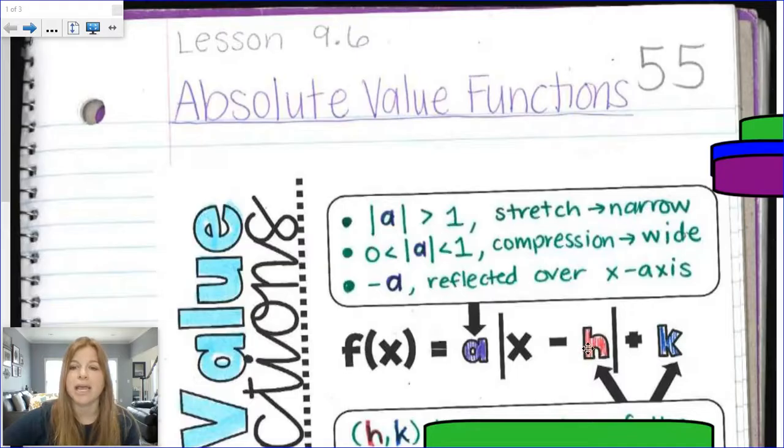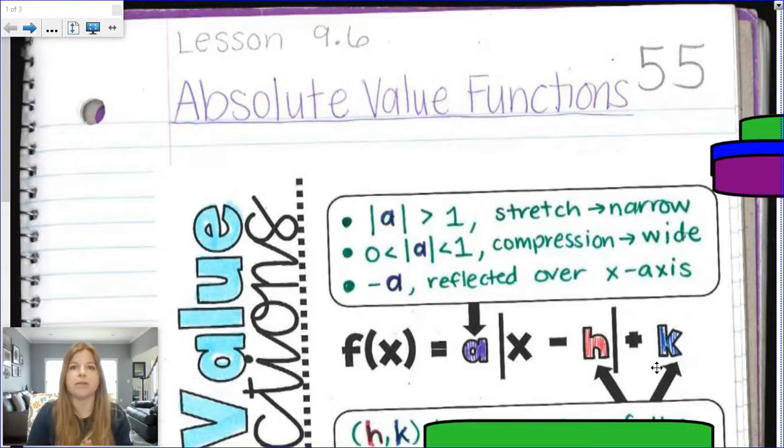Okay, h, k. So here I have A times the absolute value, and then outside of the absolute value bars is plus k. This h, k is so important. It's as important as the A value. The A value controls the shape and the direction. h, k controls where the vertex of our graph is going to be.